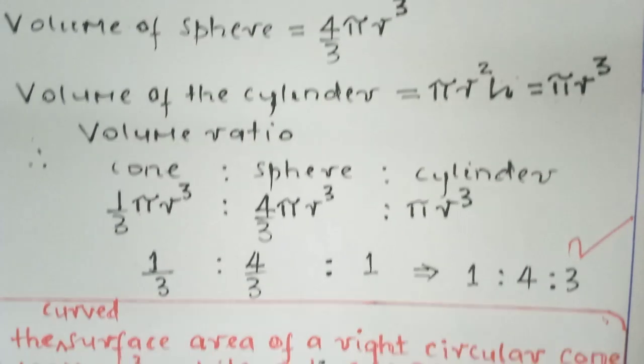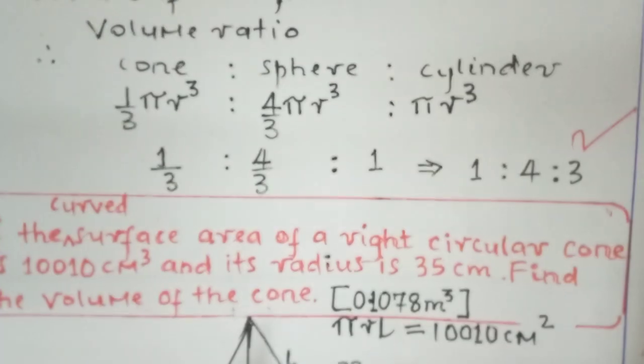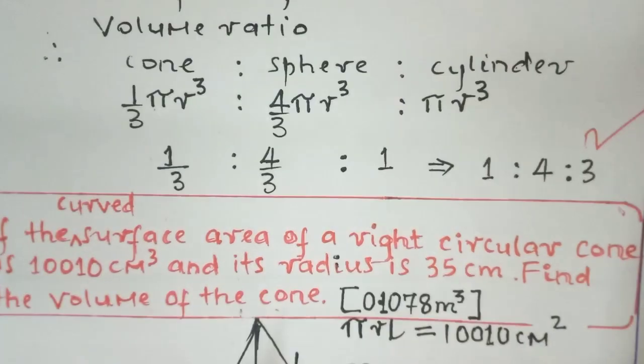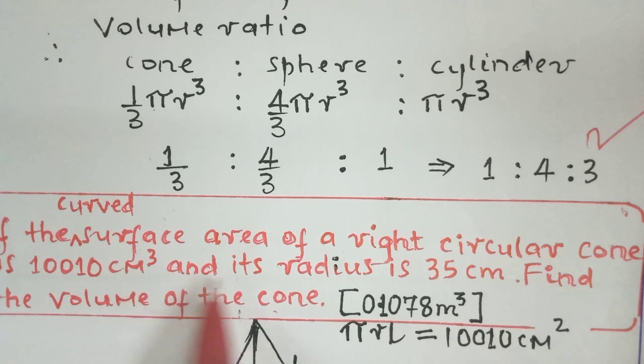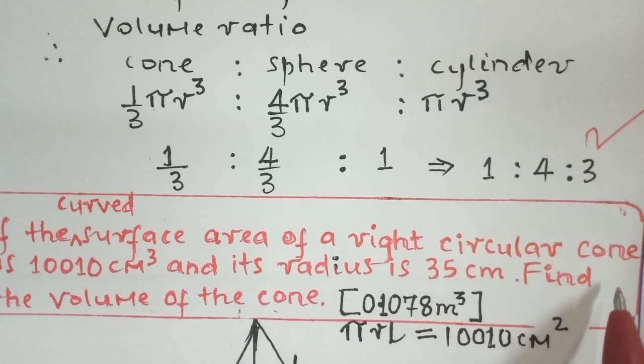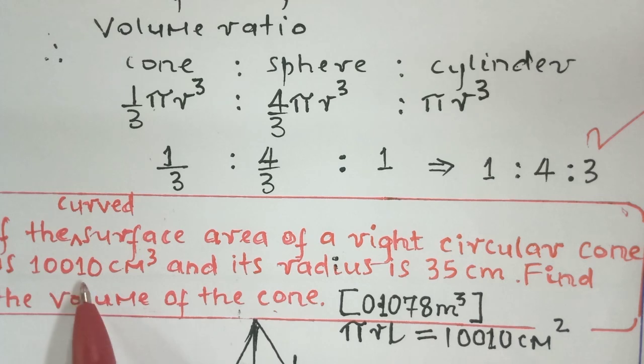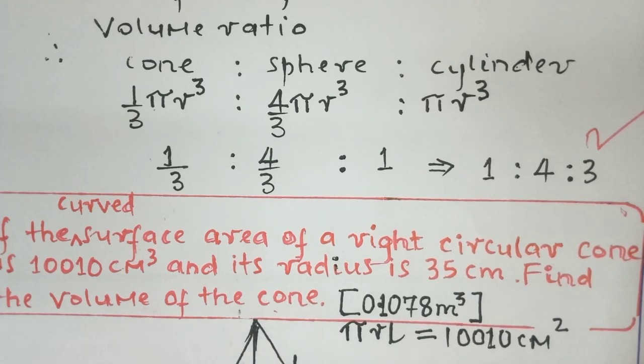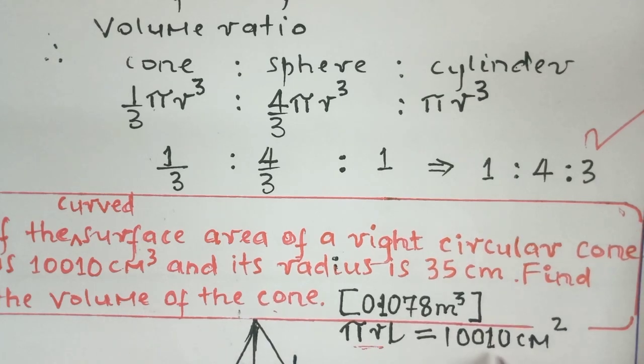Then we have this question here, guys. It says, if the curved surface area of a right circular cone is 110 centimeter squared and its radius is 35 centimeter, find the volume of the cone. First of all, we have the area of the curved surface. The area of the curved surface is given by that. That is the area of curved surface.